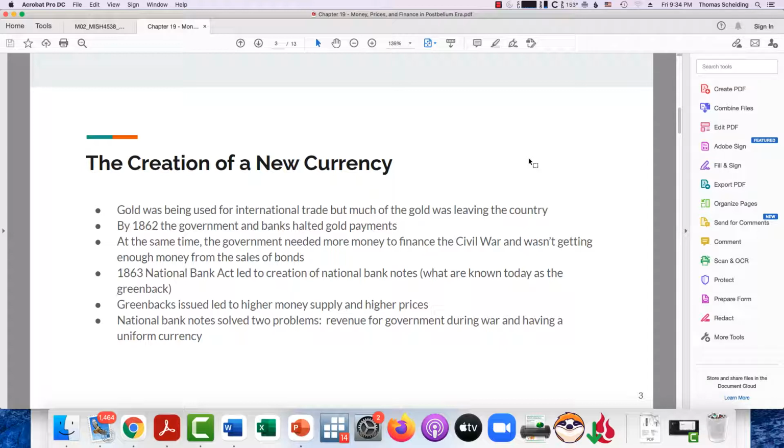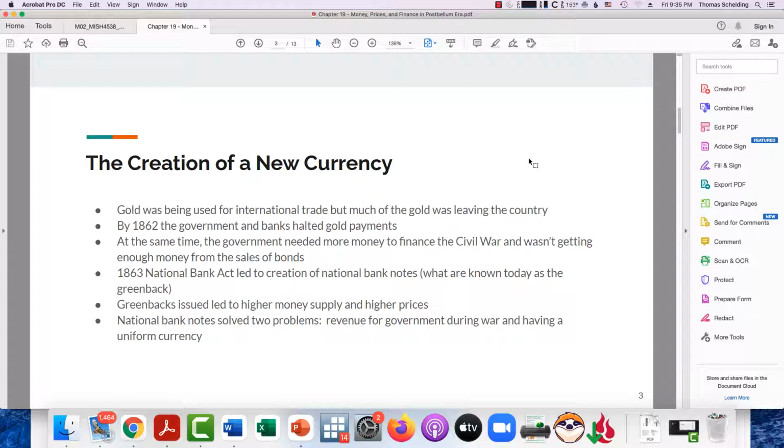Now, because banknotes could be issued by these national banks much more, you had the money supply increasing and prices increased. And these greenbacks, these national banknotes, basically solved two problems. They gave revenue to the government that was needed during the war, and it gave us a national currency that could be used for national transactions as the country was being unified after the Civil War. And at least to some extent, it didn't solve the problem, but it did make the problem less of a problem with deflation.